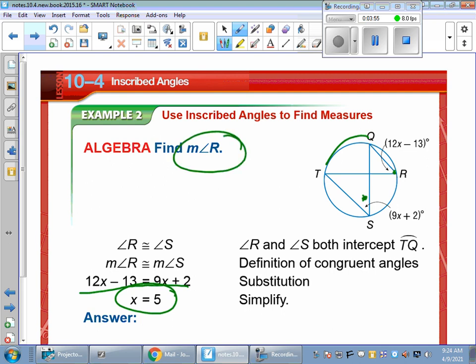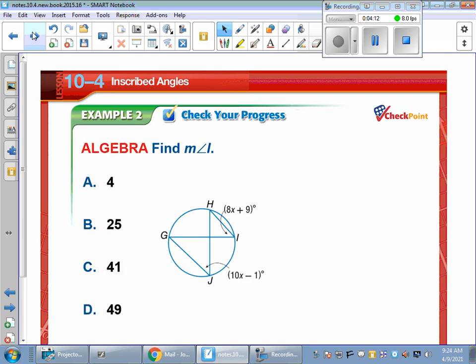But then it asks you to find the measure of angle r. So they want you to find the measure of angle r. That one's right here. So 12 times 5 minus the 13, that gives you 47 degrees. So if they're looking for the angle, that's where we're at with that.